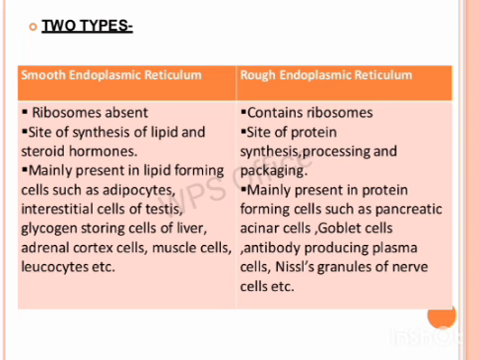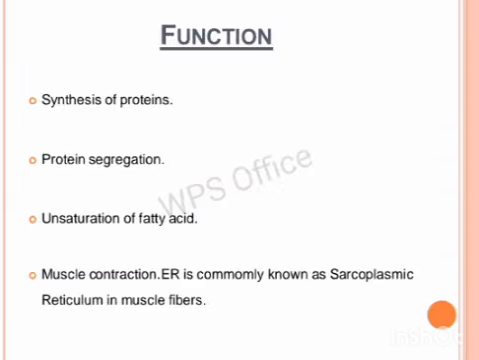There are differentiations between smooth endoplasmic reticulum and rough endoplasmic reticulum. In the smooth ER, ribosomes are absent, while the rough ER contains ribosomes. The smooth ER is the site of synthesis of lipids and steroid hormones, and the rough ER is the site of protein synthesis, processing and packaging, mainly present in protein-forming cells.